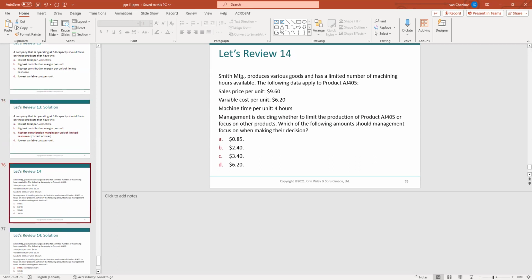So let's see this. Now we're producing various goods and have a limited number of machine hours available. The following data: sales price per unit 960, variable cost 620, machine time per unit is 4 hours. Management is deciding whether to limit the production of a product or focus on another product. Which of the following amounts should management focus on in making that decision? Sales price per unit is 960, correct? Variable cost per unit was 620. How much is the contribution margin?